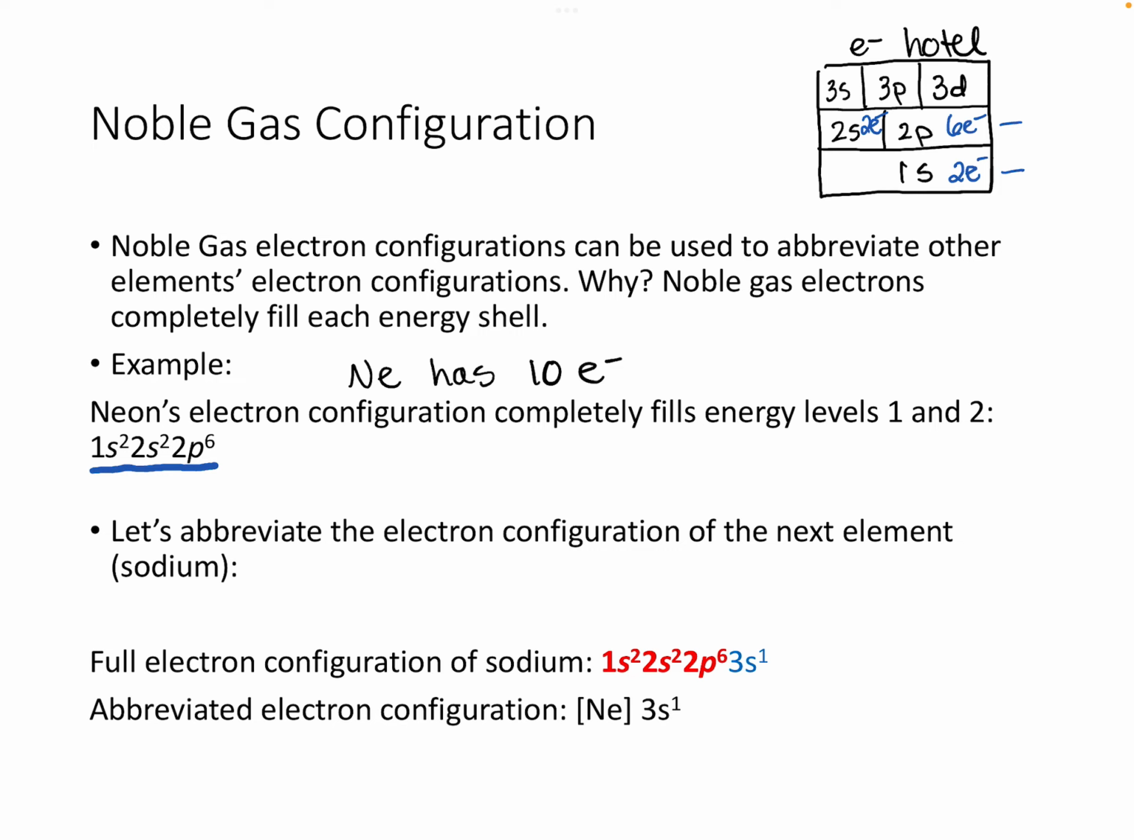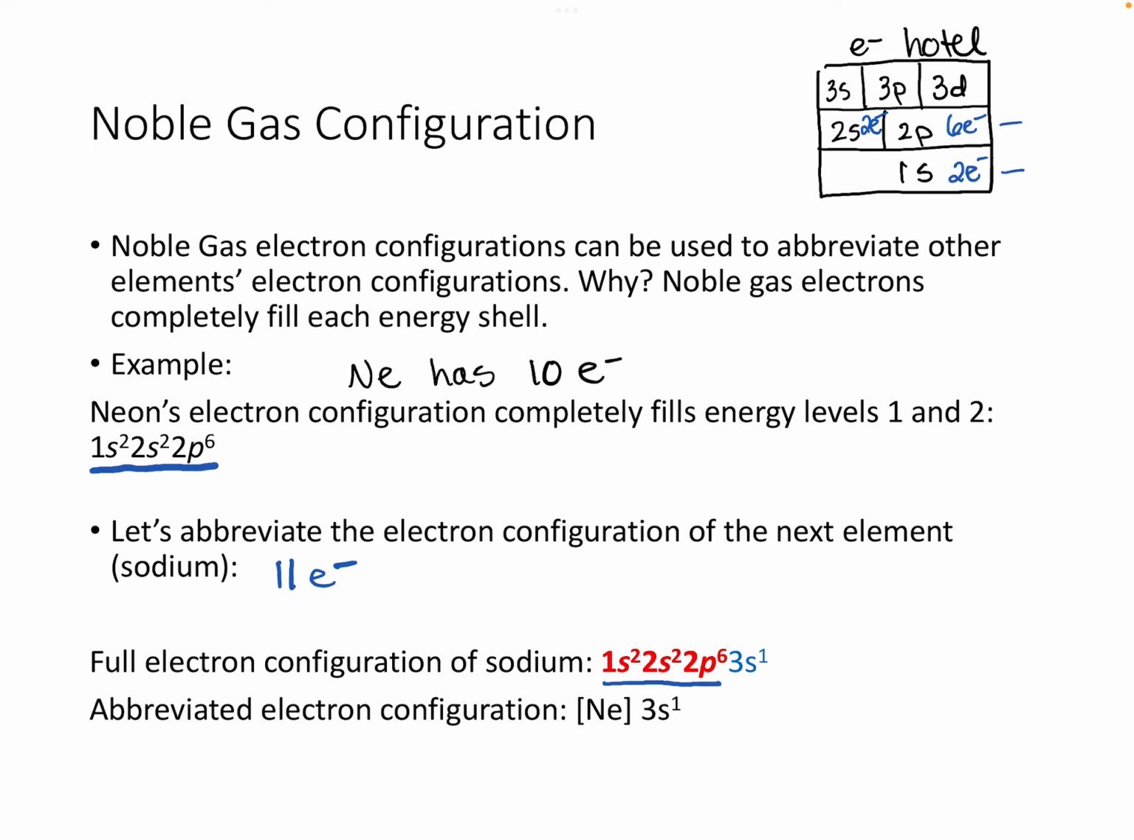Now, if we go to the next element, which is sodium, so sodium is number 11 on the periodic table. So it has 11 electrons. We're still going to fill in shell 1 and shell 2, right? So the beginning of its electron configuration is 1s2, 2s2, 2p6. But that 11th electron has to go somewhere, right?